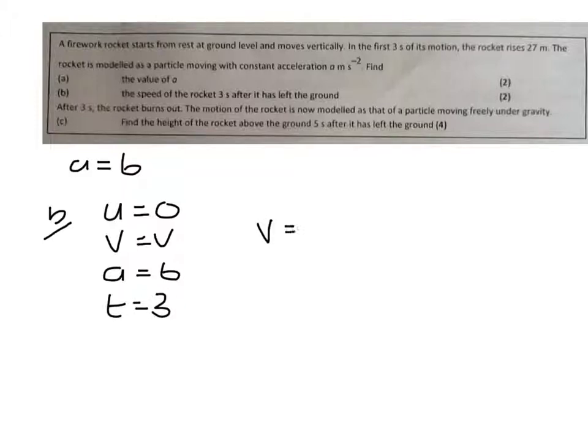Okay, in part b, we're asked to find the speed of the rocket after 3 seconds. u is 0, v we're trying to find out, a is 6, and we know that t is 3. So v equals u plus at. v equals 3 times 6, 18 meters per second.